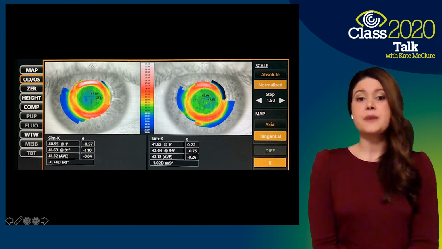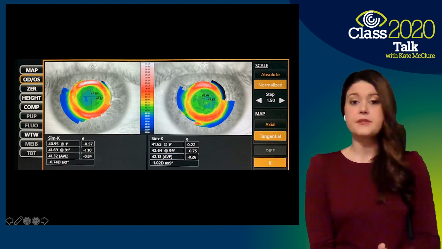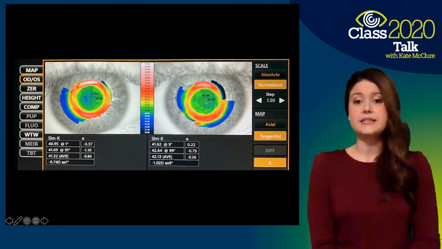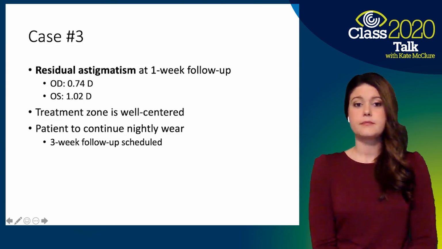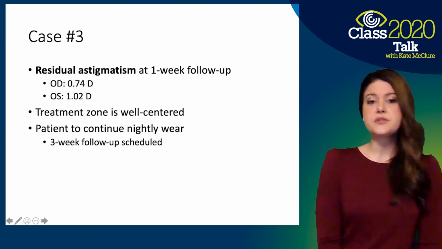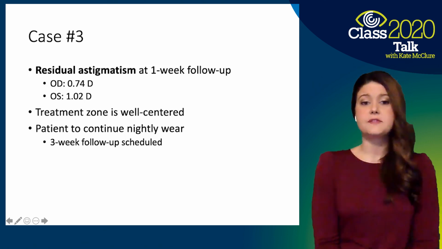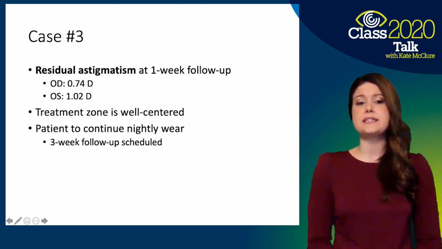So overall, with these week one results, I'm really, really happy. Patient is seeing well, her and her mother are really happy, and we can see here that we're already starting to form a really nice area of treatment on the patient's central cornea. So her residual astigmatism week one, like I said, 0.74 in the right and 1.02 in the left. But the treatment zone is well centered, so I continue to have the patient wear the lenses nightly.